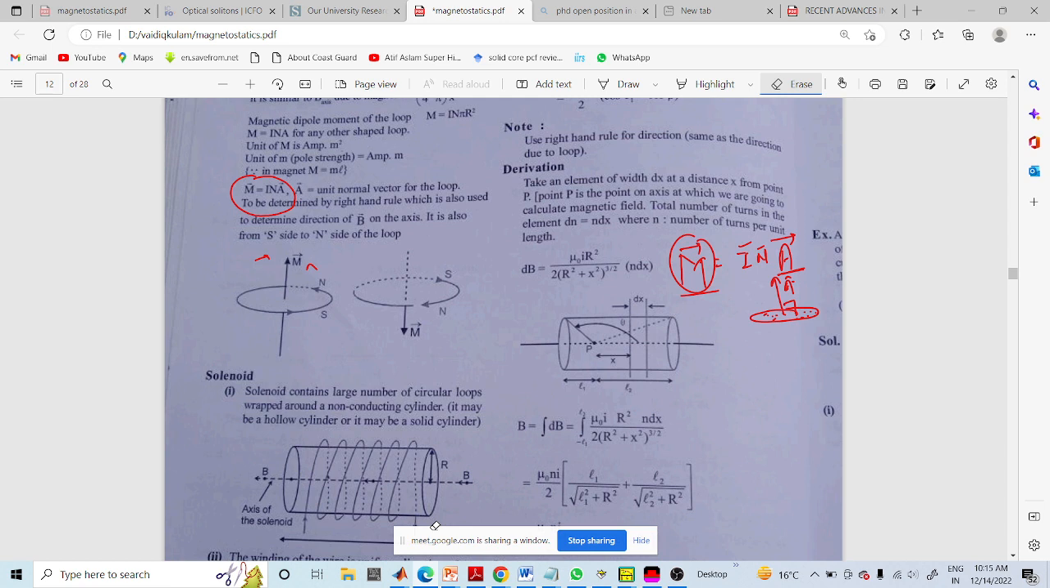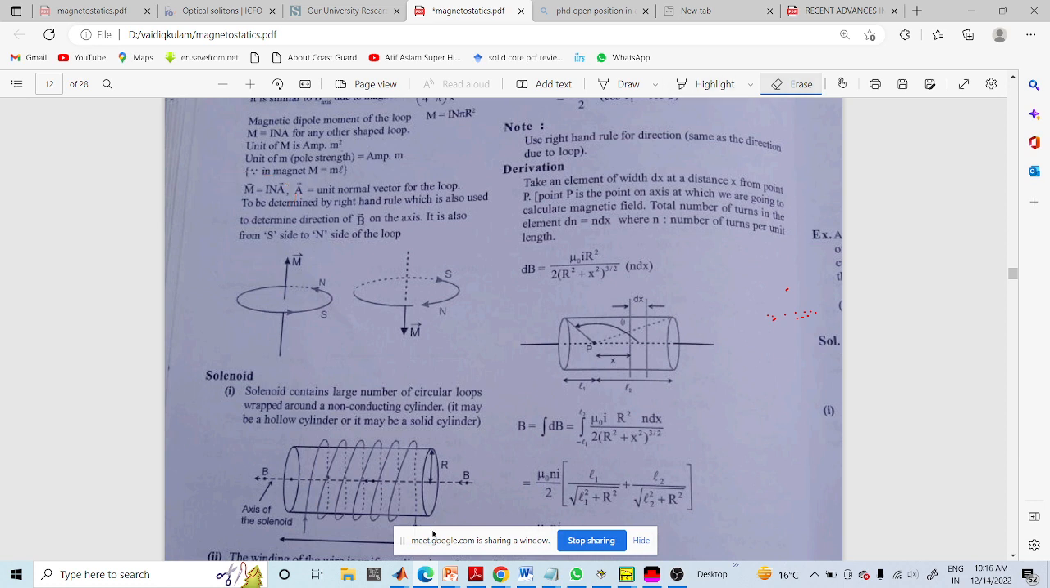So you can simply determine it from the magnetic field also, right? There is a term here to be determined by the right hand rule, which is also used to determine the direction of B on the axis. If current is flowing in this way, keep your curly fingers in the direction of the current, and your thumb will give the direction of the magnetic dipole moment. Similar thing, right? I think till now you have no doubt in it, right?